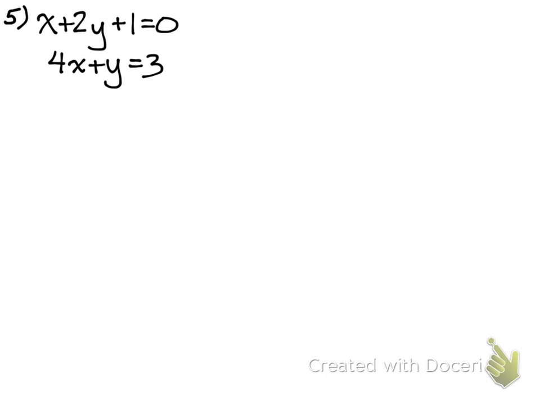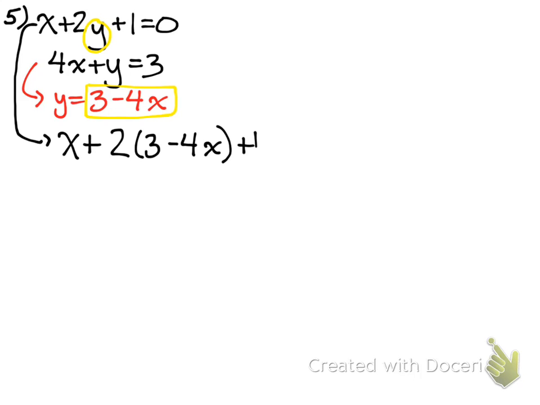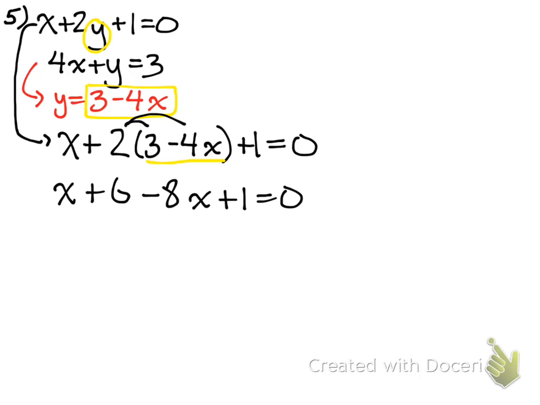So number 5 was to solve this system. And the best way to go would have been to take that second equation and rearrange it so that y is equal to 3 minus 4x. Now we can take that 3 minus 4x and sub it in for y. And we can get the next equation, which is x plus 2, and then instead of y here, we would have our 3 minus 4x, and then plus 1. And if we expand and simplify, we get x plus 6 minus 8x plus 1 is equal to 0.